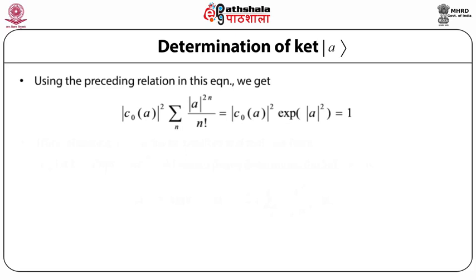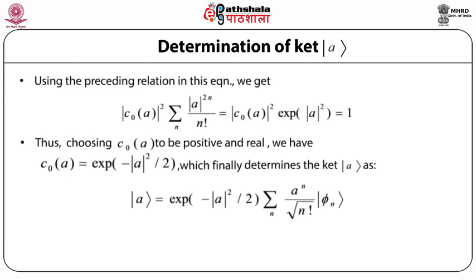Now, using all the relations that we have obtained earlier in the equation for Cn as a function of A, we finally get the square of the modulus of C naught as a function of A, whole times summation over n modulus of A whole to the power 2n upon n factorial, is equal to square of the modulus of C naught as a function of A, whole times exponential to the power modulus of A square, and this using the normalization condition turns out to be equal to 1.